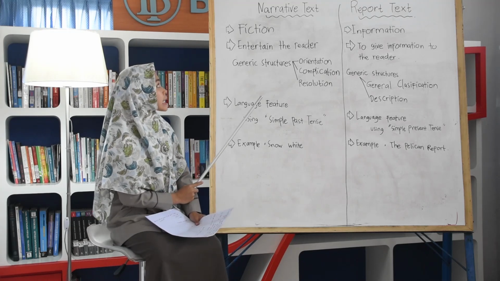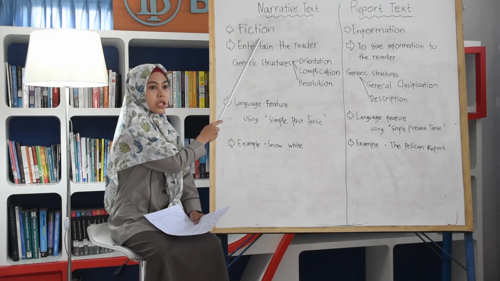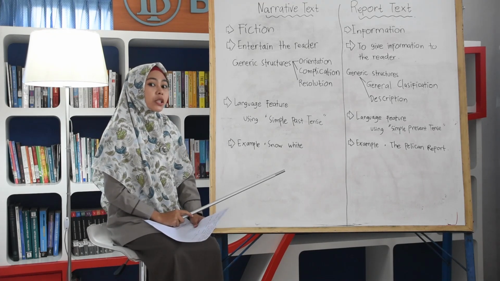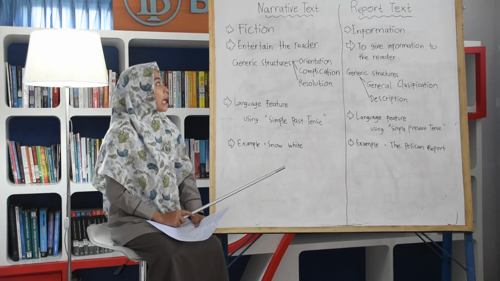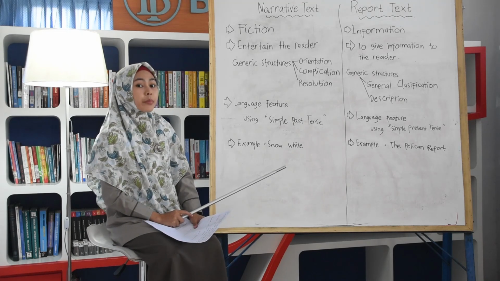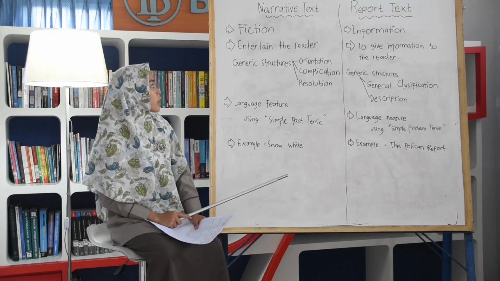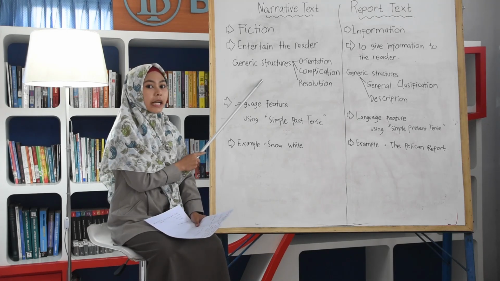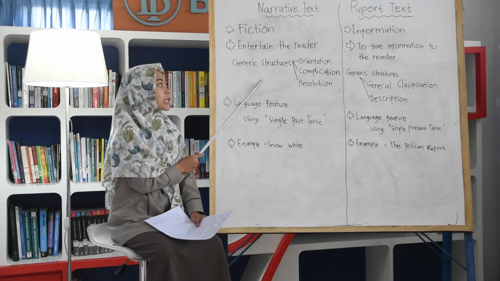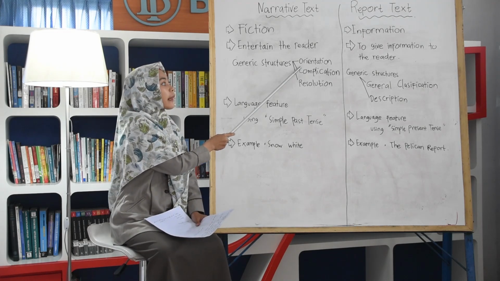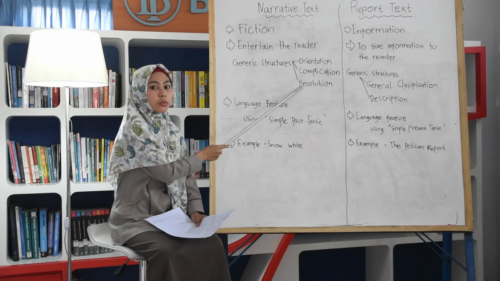Narrative text is a text that tells us about fiction. Do you know fiction? Fiction is not a real situation or not a real story. And the purpose of narrative text is to entertain the reader. Okay, let's talk about the generic structure of narrative text. There are three kinds of generic structure of narrative text. The first is orientation, the second is complication, and the last is resolution.